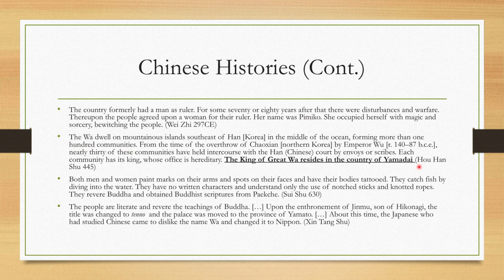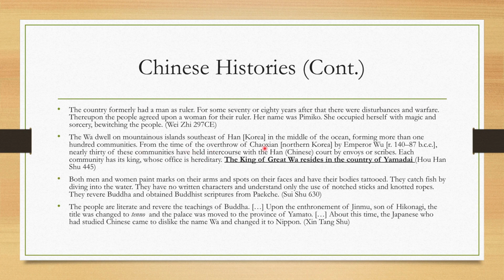Okay, going on then to the Hou Hanshu. Now this is from 150 years later, in 445. And this says, "The Wa dwell on mountainous islands southeast of Han," referring to Korea, "in the middle of the ocean, forming more than 100 communities."